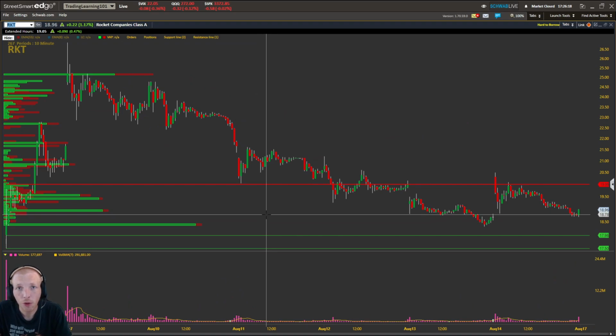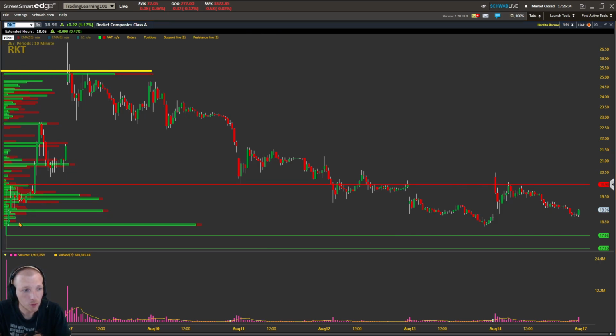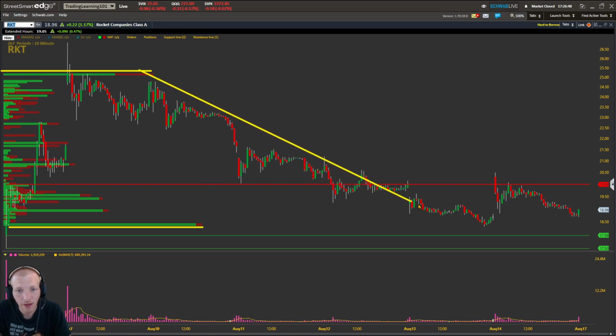It's going to be a newer IPO, RKT, Rocket. And you can see there's really two big price areas on Rocket. This big volume right here and this one way down here. When the stock first IPO'd, it ran all the way up and found resistance up at this 25.50 level. And it's been trending all the way back down.